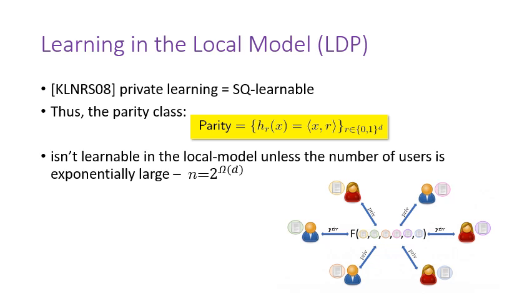And what are the parity functions? Well, these are all the hypotheses that take a d-bit random string and do a dot product with another random string r. They are characterized by this random string r, and they do dot XOR or dot product modulo 2. And basically, we cannot learn the function h_r that gives the labels to the points in our data set, to the points of our users, sorry, unless the number of users is exponentially large.